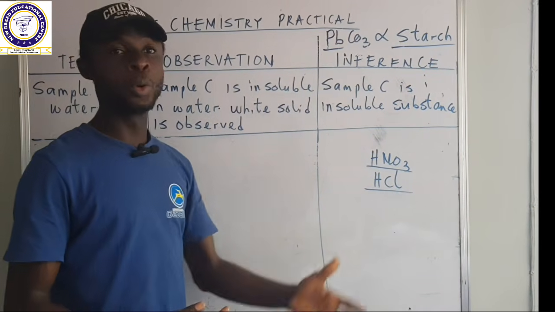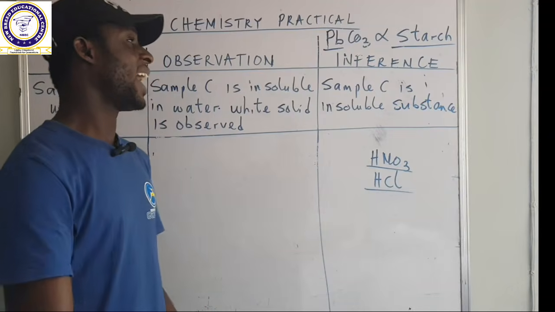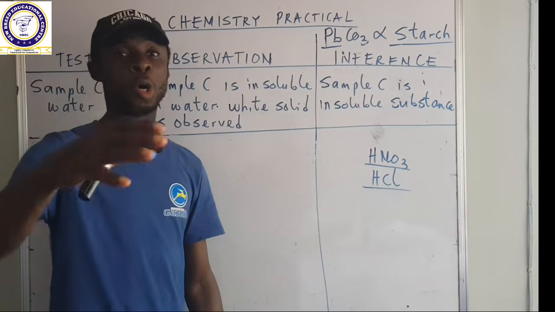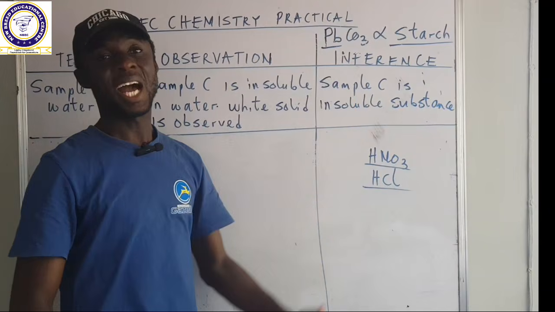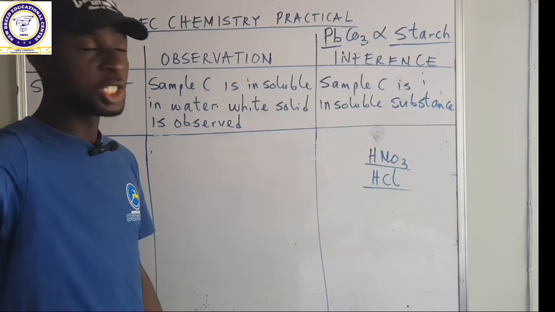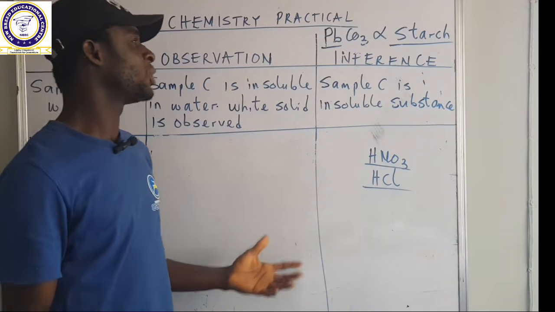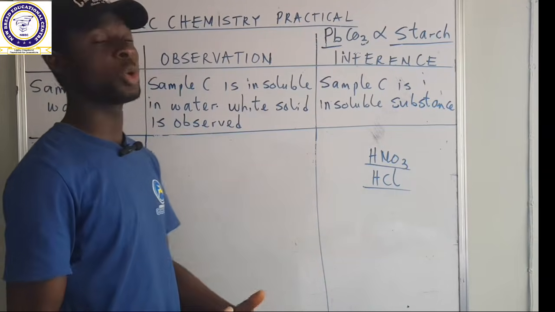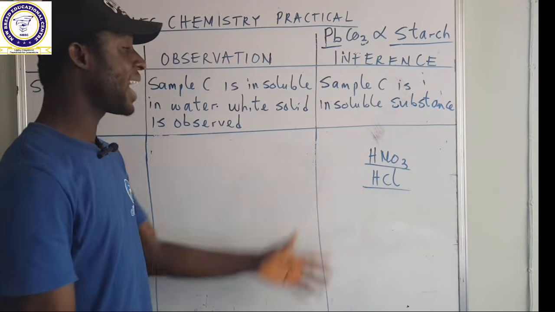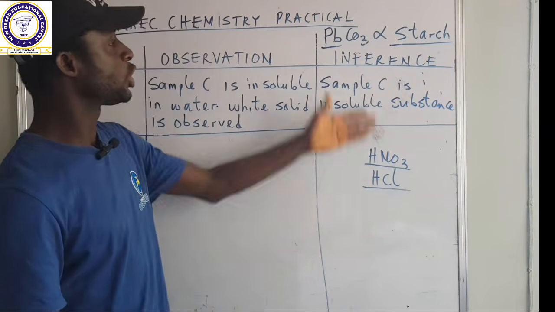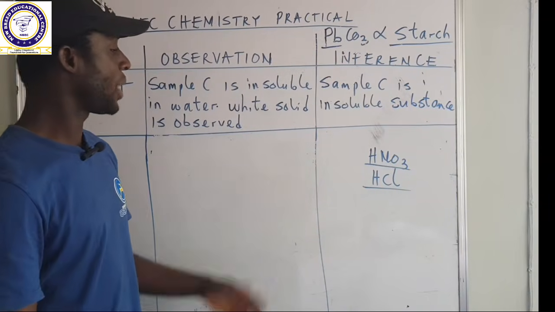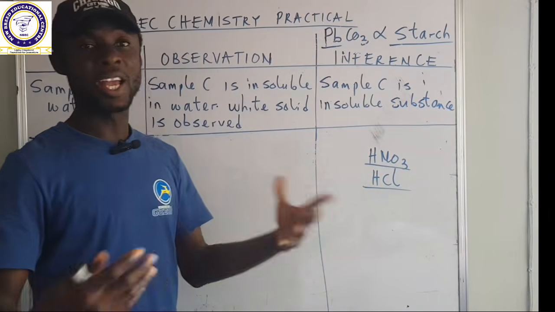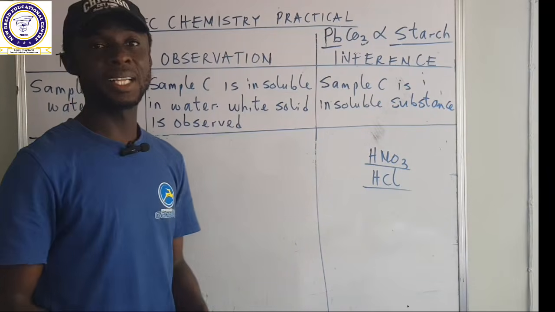Now the one that is soluble is going to become your filtrate, and the one that is insoluble is going to be your residue, so that you can test the filtrate aside and the residue aside. And what we can do at this point is to add acid to our reagent. If we are adding acid, it's going to affect your lead carbonate. We are either adding HNO3 or HCl to our lead carbonate.